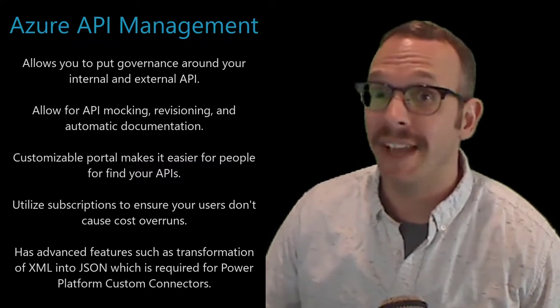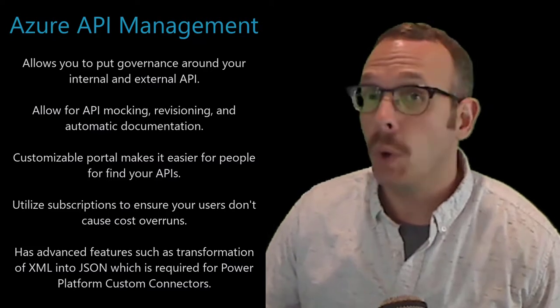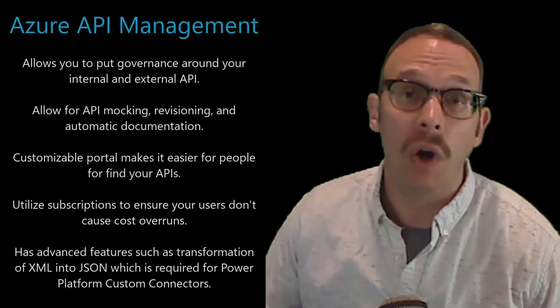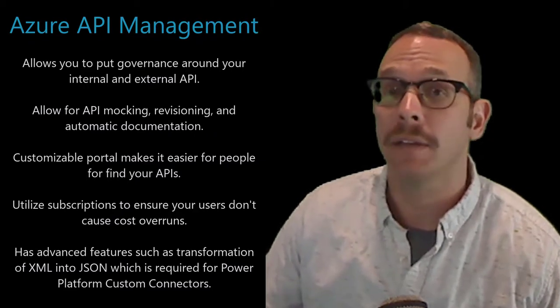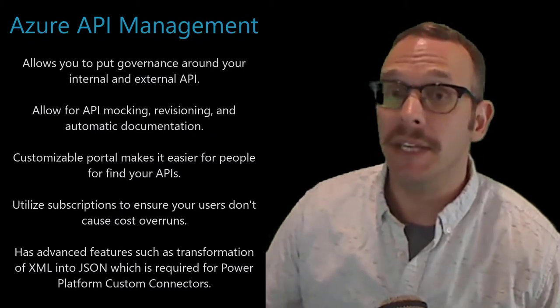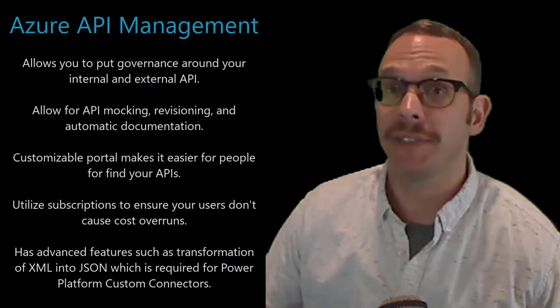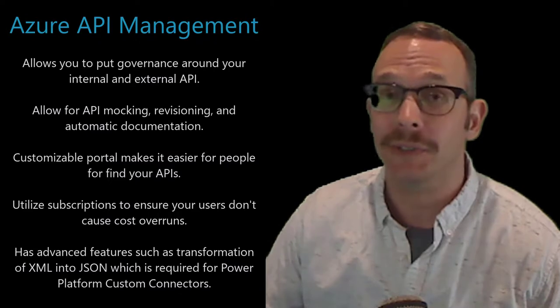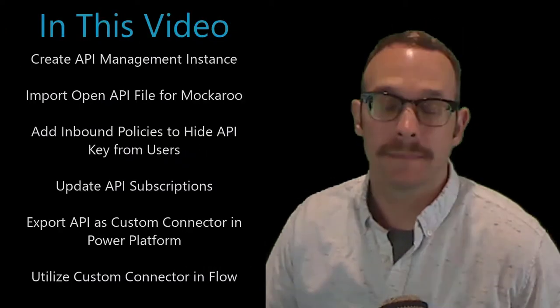Additionally, it has some advanced options too. Say you have an older service, something like the United States Postal Service, where all their stuff comes back as XML. This actually has the capability of transforming XML into JSON, which is required for any Power Platform connectors. There's a lot of good reasons.